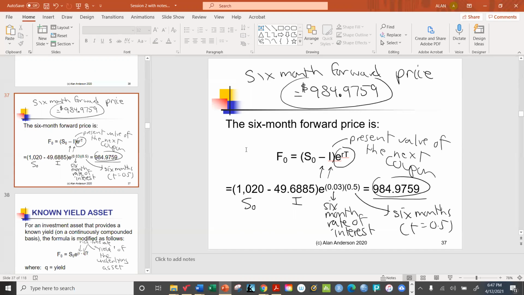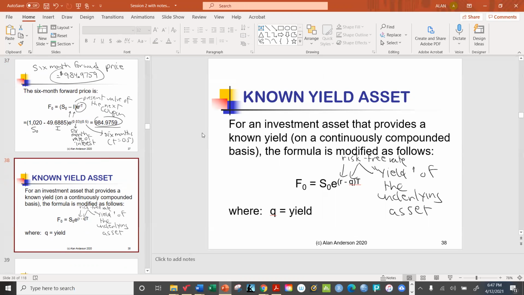Now, I could have just as easily used the same formula for a stock that provides a certain dividend in the future. Dividends and coupon payments both are paid out at discrete intervals. And so that makes our job a little bit more difficult. But for cases where the interest or income is paid out on a regular basis, we can simplify our formula a little bit. And we're going to call this the known yield asset. In other words, if we can visualize that this asset, whatever it is, is paying out interest at the rate Q on a continuously compounded basis, then the formula is a little bit simpler to deal with.